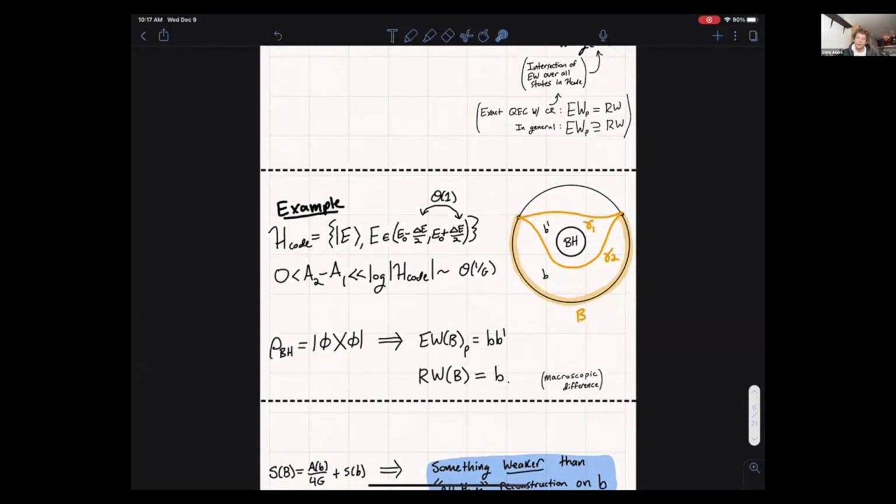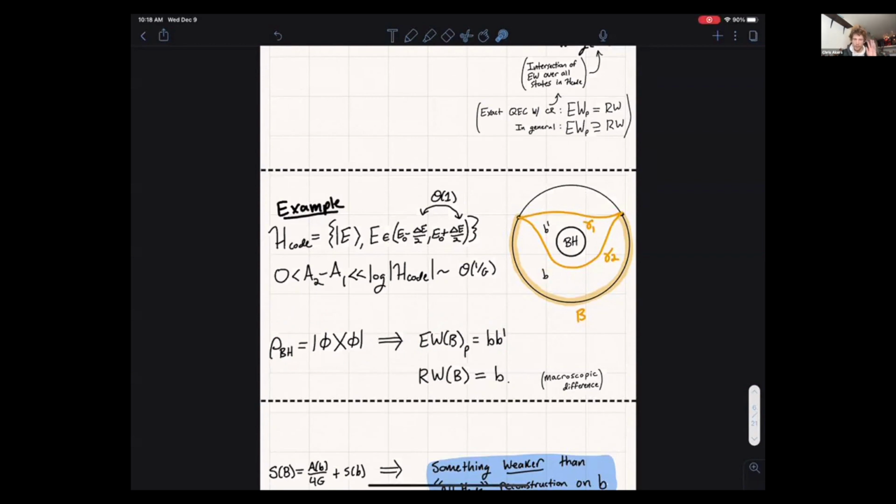But the difference is going to be much smaller than the log of the dimension, so that if the black hole is in a maximally mixed state, let's say in the code subspace, then the entanglement wedge only goes up to gamma 2. It's just little b. Then, as we just said, for pure states, the entanglement wedge is big. It includes B prime. But the reconstructable wedge, which does not depend on the state, will only be little b.